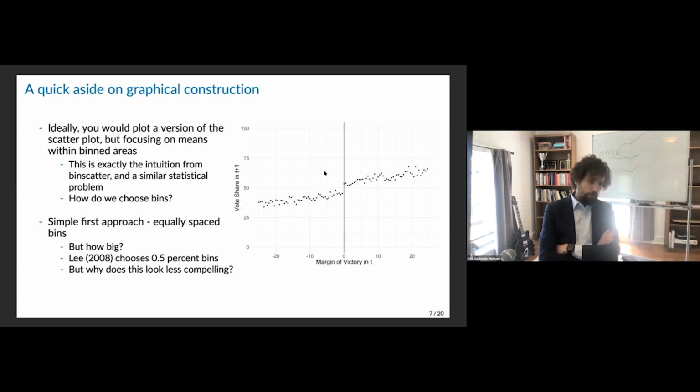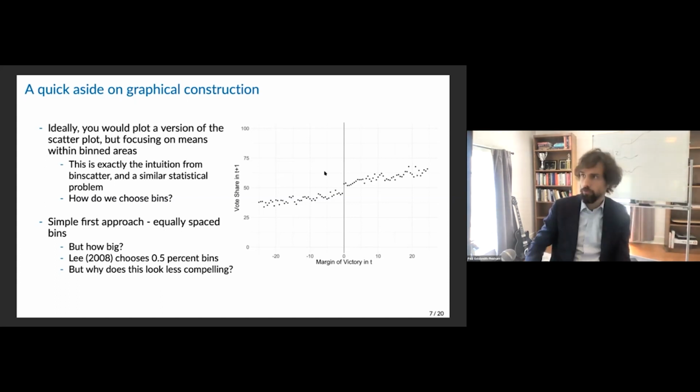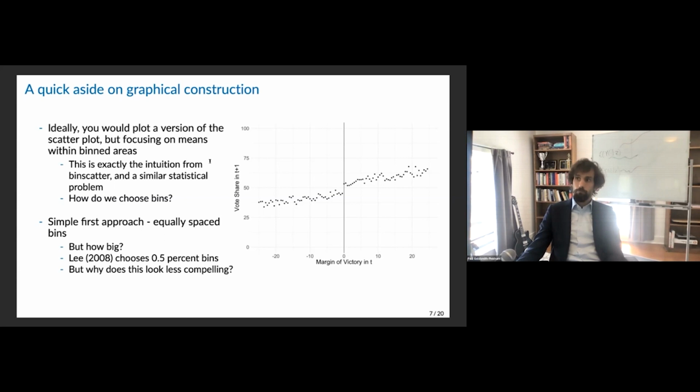The trick is that for the kernel regression, when we were thinking about RD, we only really needed to do it at the cutoff. And here you're doing it over many points. So how should you choose your bins? The graph I showed you from the Lee paper, if you read his figure notes, he says we're using half a percentage point bins. So he cuts every point up into equally spaced half point bins, and then takes the average within them and plots the averages. That's what this graph is.